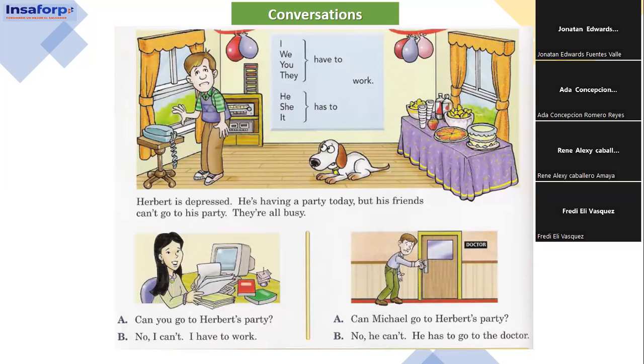He's having a party today, but his friends can't go to his party. They are all busy. Maybe. I don't know, but they are busy, right? So we are going to practice the use of have to and has to. Look, I have to work. So I am not in Herbert's party because I have to work. Okay, we have to work, you have to work, they have to work. Obligation, right? Interperson, it says he has to work, she has to work, it has to work.